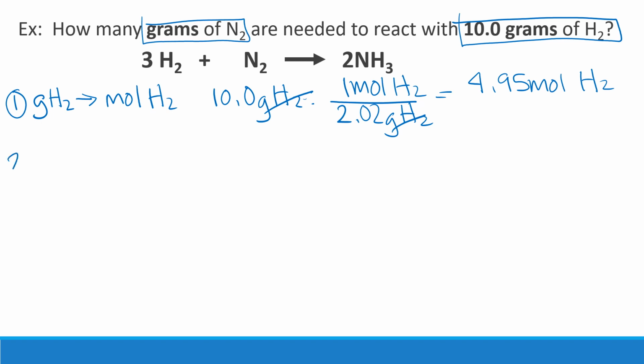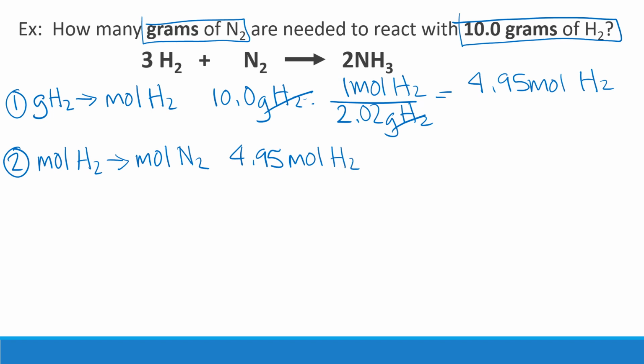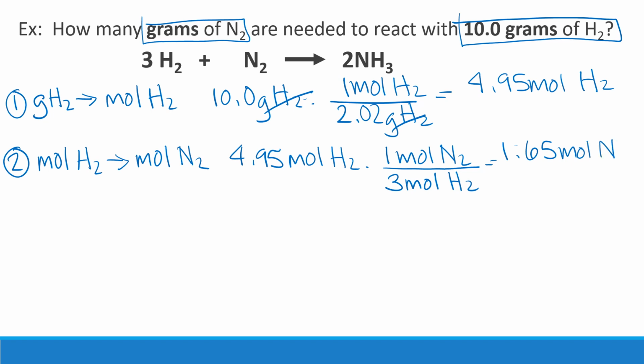Step 2, now that I have moles of H2, I can use that mole ratio to turn it into moles of N2. So starting with my 4.95 moles of H2, I'm going to make my mole ratio. So it's 3 moles H2 in the denominator for every 1 mole N2 in the numerator. That gives me 1.65 moles of N2.